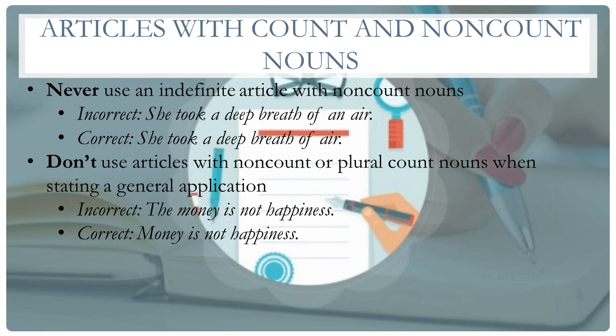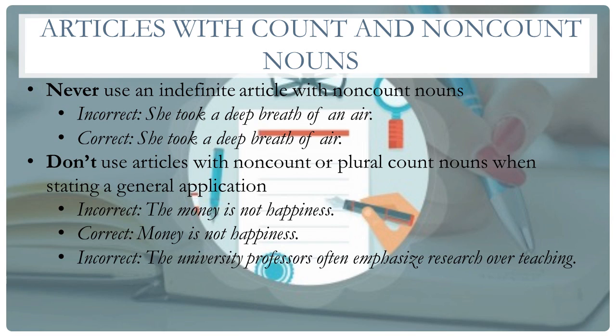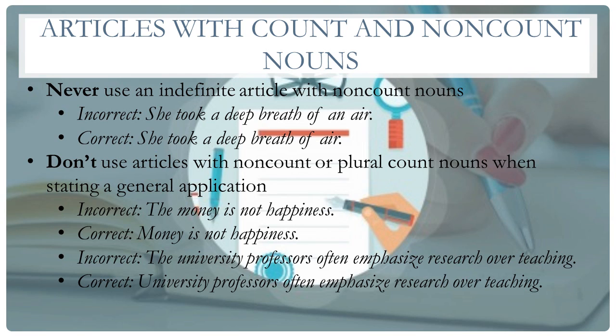Here's another incorrect example, another practice: The university professors often emphasize research over teaching. So here we have a plural noun, university professors. What do we need to do to fix that sentence? Exactly the same thing as the first set of examples. We get rid of the, we get rid of that article. Here the sentence is stating a general application. So: University professors often emphasize research over teaching.